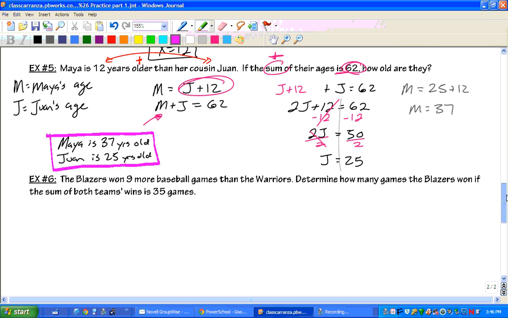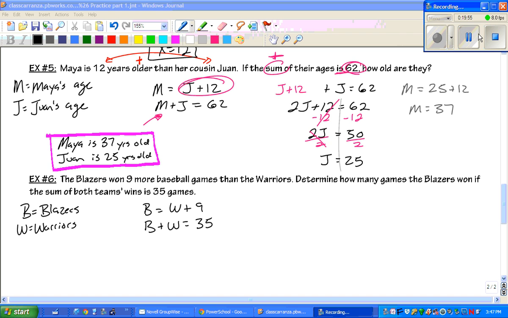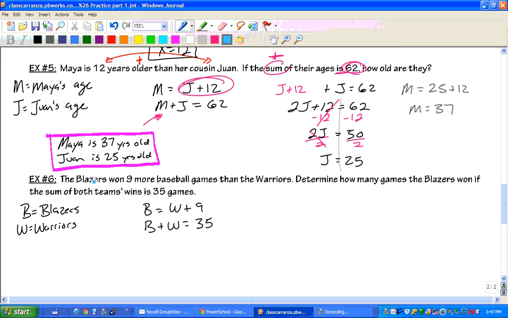All right, example number 6. See if you guys can set it up and finish it off. We'll put the answers up in just a minute. Okay, so there are the two equations. Let's go through and get our information.